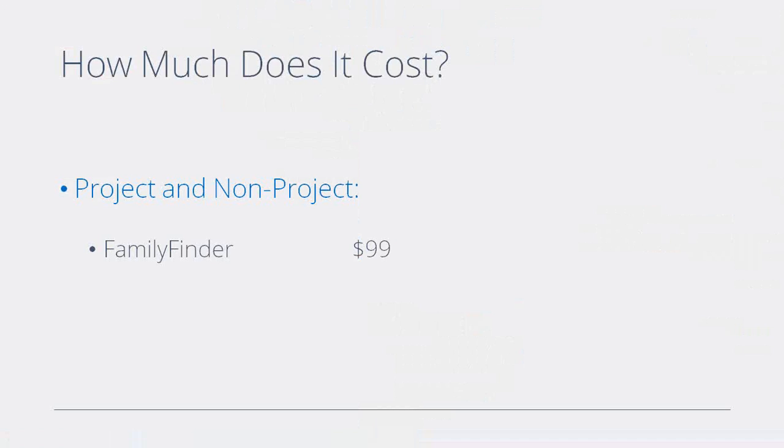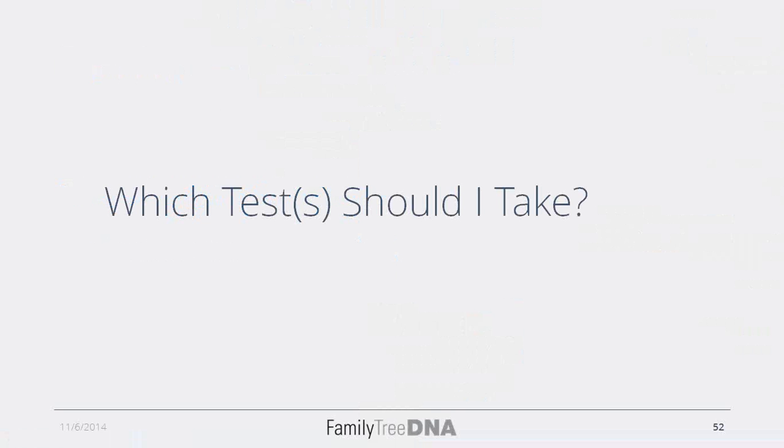And so the price of Family Finder is $99. There's only one level for Family Finder, so not a million different choices like YDNA and mtDNA. And for both mtDNA and Family Finder, the price is the same regardless of whether you order through your project or not. It's only the YDNA that gets the project discount.